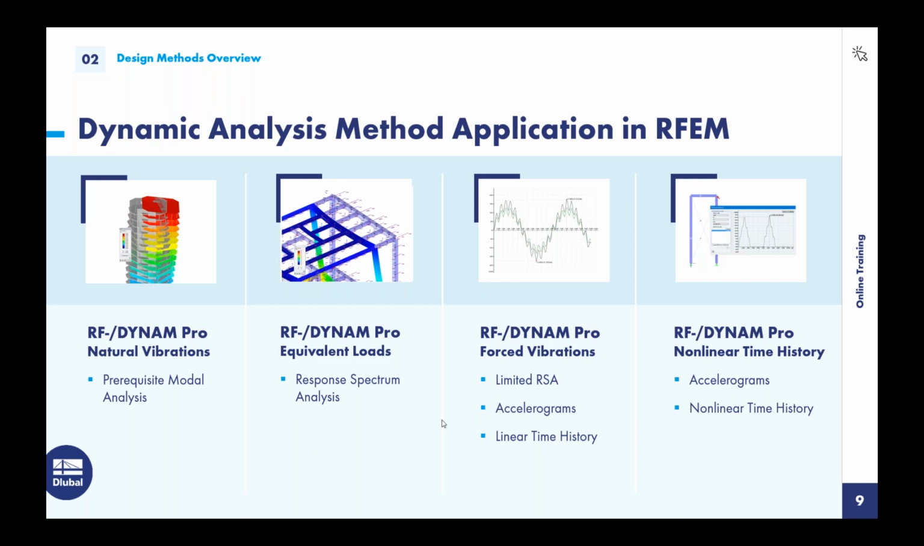And finally, we have RF-DYNAM Pro nonlinear time history, and this is actually a module extension. So you have to have RF-DYNAM Pro forced vibrations in order to activate this add-on module extension, and it's really just going to release these nonlinear solvers for both accelerograms, but for our case today for nonlinear time history to take into consideration material and geometric nonlinearities. So again, a summary here of what we'll be utilizing includes these 3 add-on modules listed.